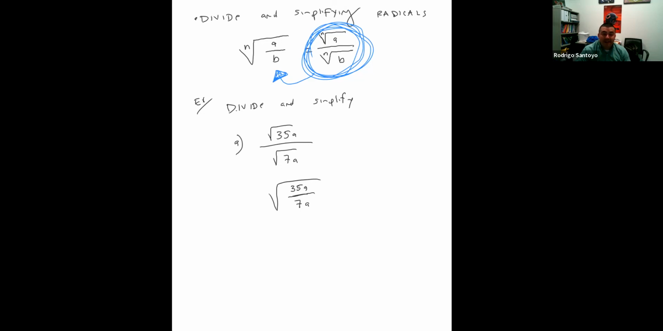And can't we simplify that? Yes. Well, what do we have here? A on the top, A on the bottom, cancel out. What's 35 divided by 7? There you go. So we're left with square root of 5. All right, very nice example there. Any questions there?